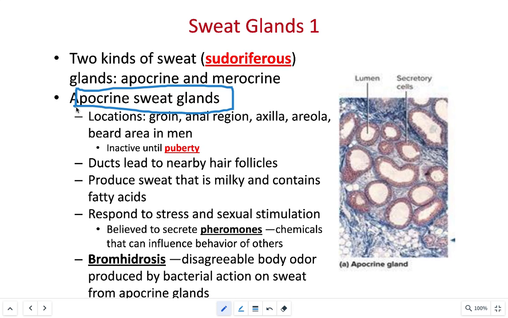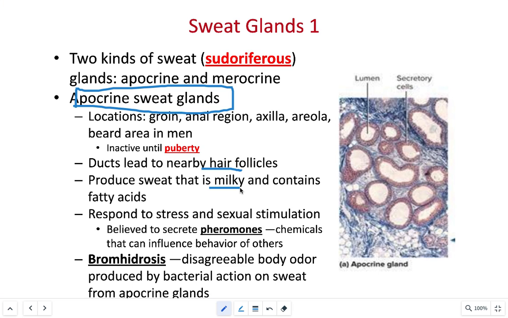As we look at our apocrine sweat glands, they have ducts that lead to nearby hair follicles. While they aren't associated with every single hair follicle like a sebaceous gland is, most of these apocrine sweat glands will be near a hair follicle. In terms of what they produce, it's a kind of milky white sweat.